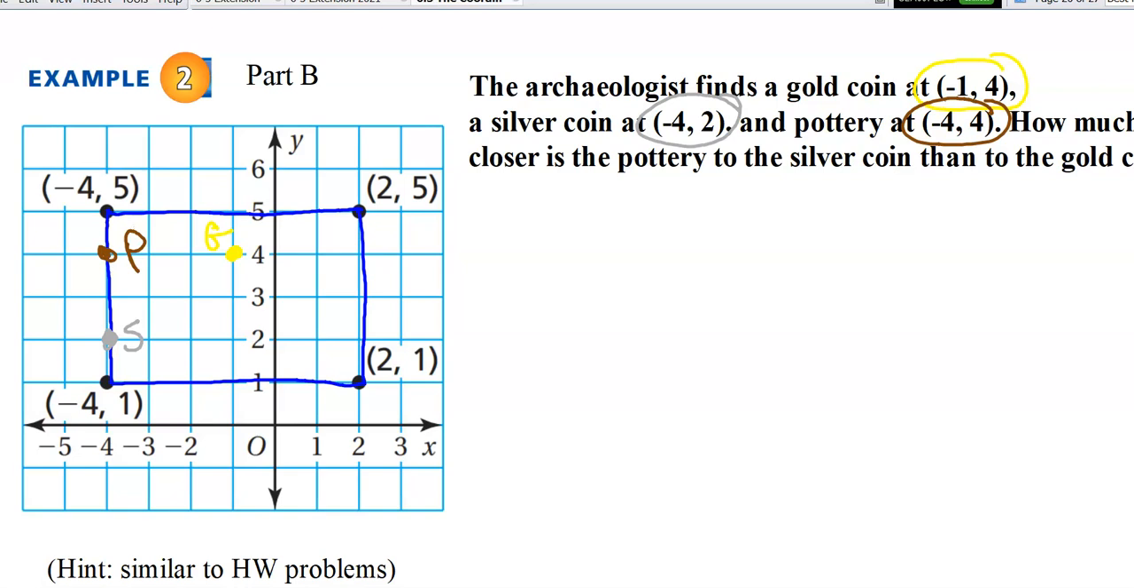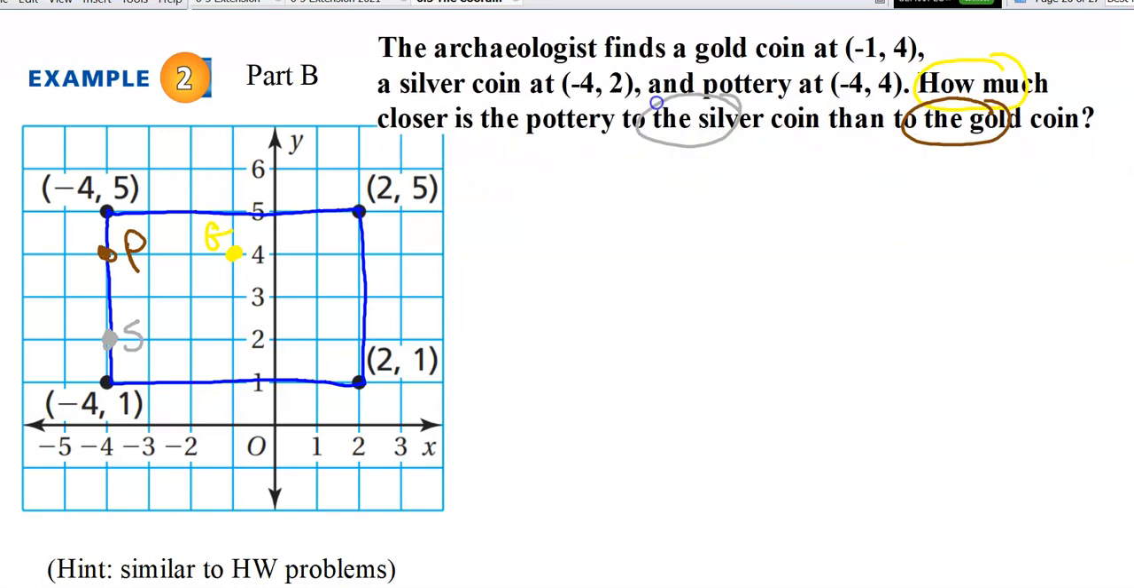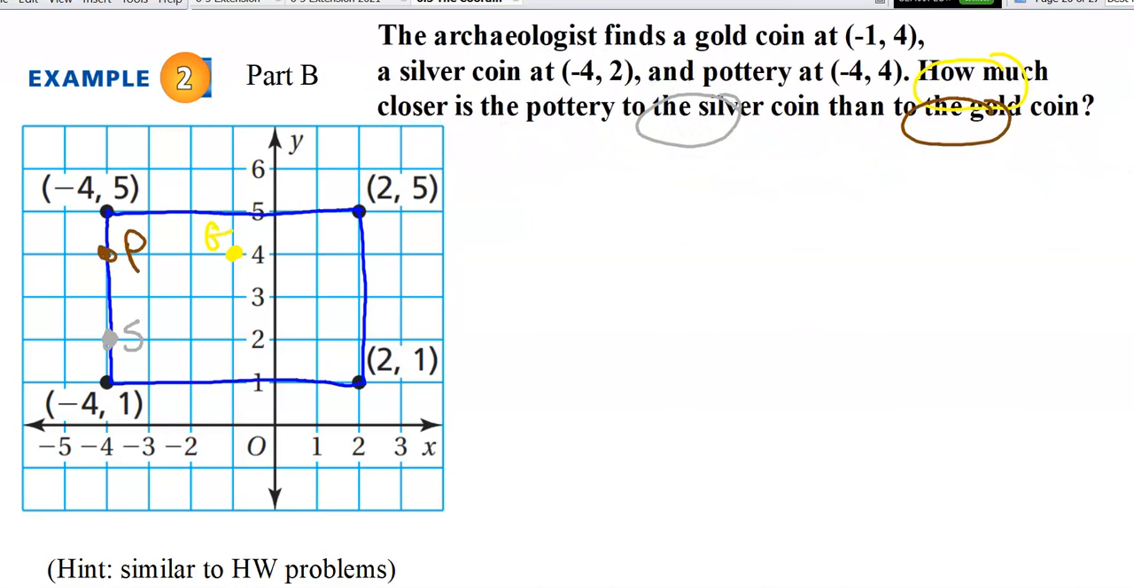Okay, and now I'm going to move this over because I realize you can't see all of that. Okay, and I'm just going to erase these colors here. So they do the dig and they find these three things: pottery, gold, and silver. And what it says is, how much closer is the pottery to the silver coin than to the gold? So if I'm trying to figure out how much closer the pottery is to silver, then I want to look at that distance. So I'm going to write the distance from pottery to silver.